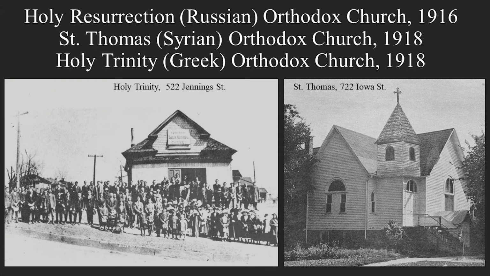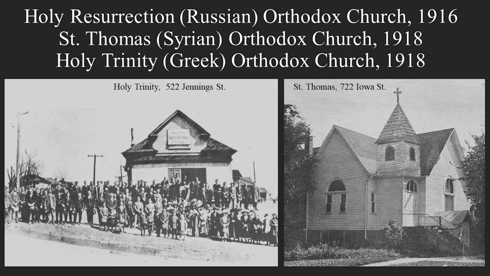In 1916, the Holy Resurrection Orthodox Church, which was largely composed of Russian immigrants, opened. St. Thomas, another Orthodox church with a largely Syrian congregation, started in 1918, and Holy Trinity Greek Orthodox Church opened in 1918. On the bottom of the screen, you can see Holy Trinity's original home at 522 Jennings Street, the same location they are today.